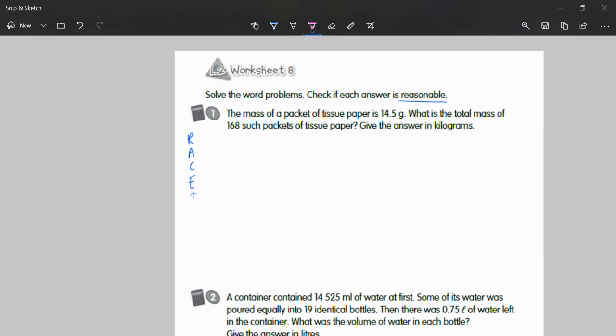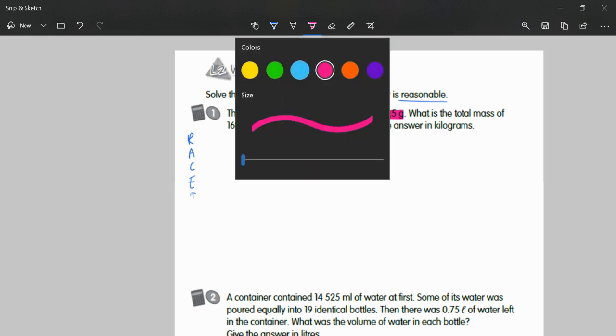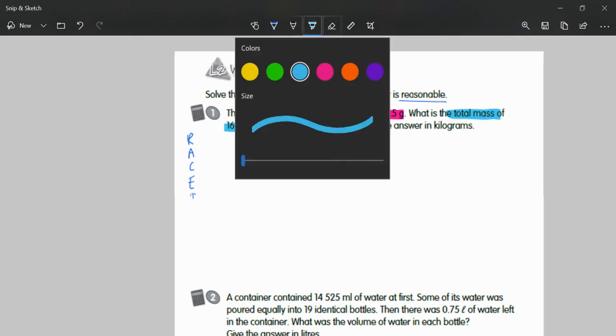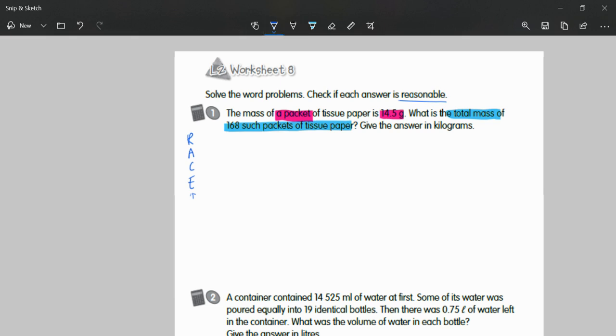The mass for a packet of tissue paper is 14.5 grams. What is the total mass? Let me use a different color. Total mass of 168 such packets of tissue paper. And then the most important part, mark it out in red. Give the answer in kilograms.